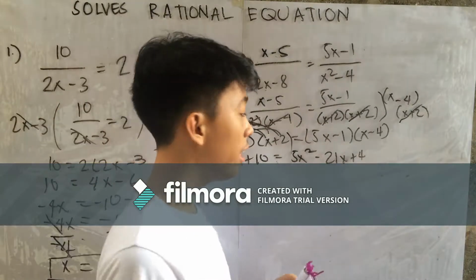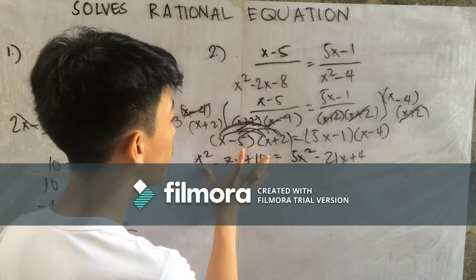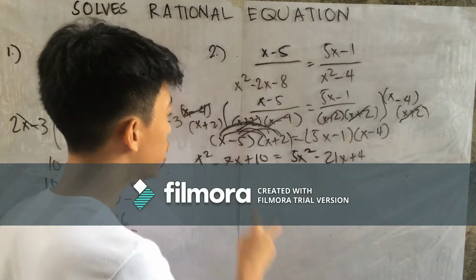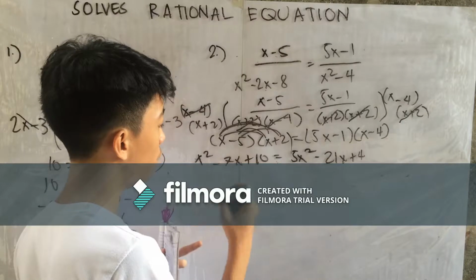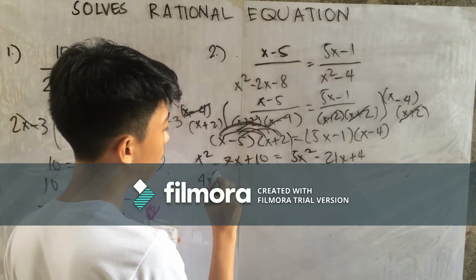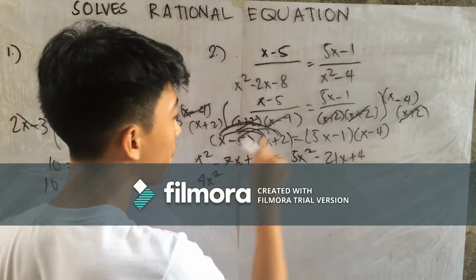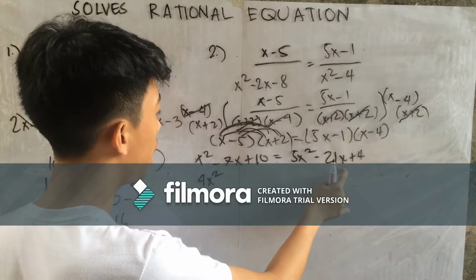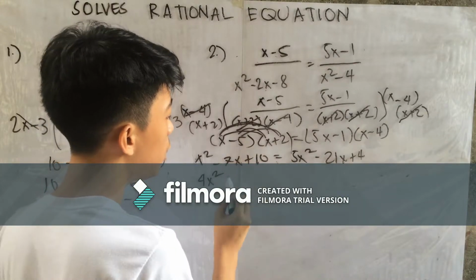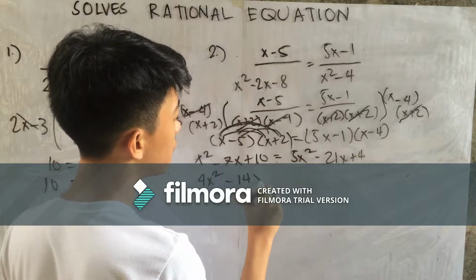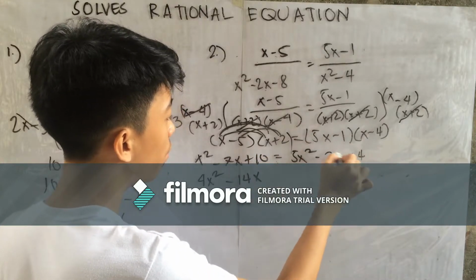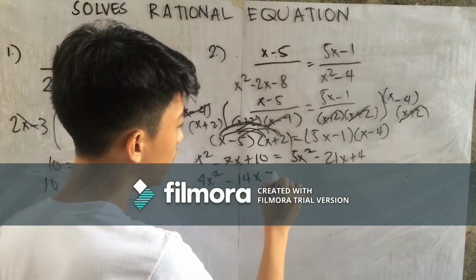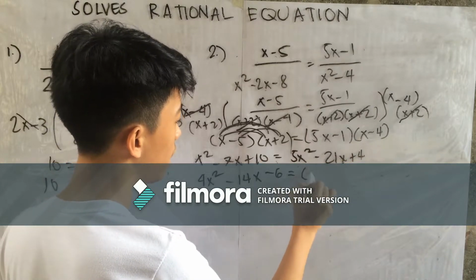Ang gagawin natin is, ilipat natin itong equation na to dito. So, mag-iiba yung sign niyan. Bale, 5x squared minus x squared, 4x squared. Ito, lilipat dito. So, magiging negative 21x minus 7x is equals to negative 14x. Ito, lilipat natin dito. Magiging negative 10 plus 4 is negative 6 equals 0.